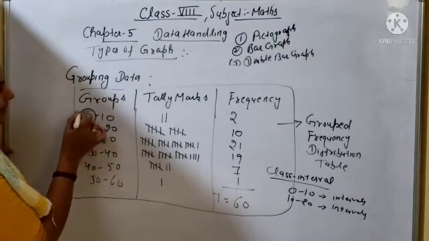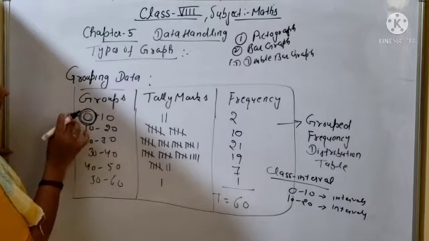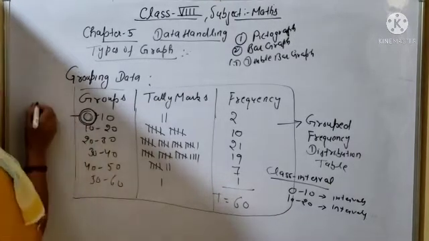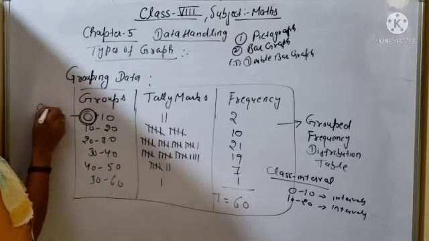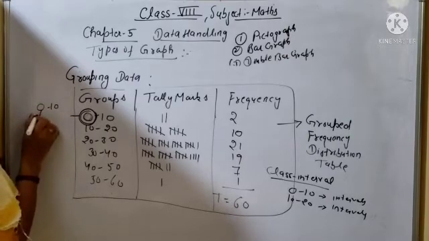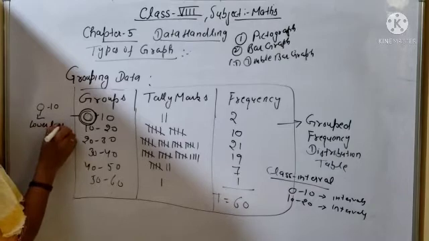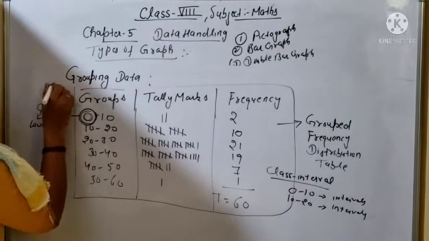In the class interval, two limits will be there, the upper limit and the lower limit. The first number is called the lower class limit. For example, if you are taking the class interval 0 and 10, 0 is called the lower limit, and 10 is called the upper limit.